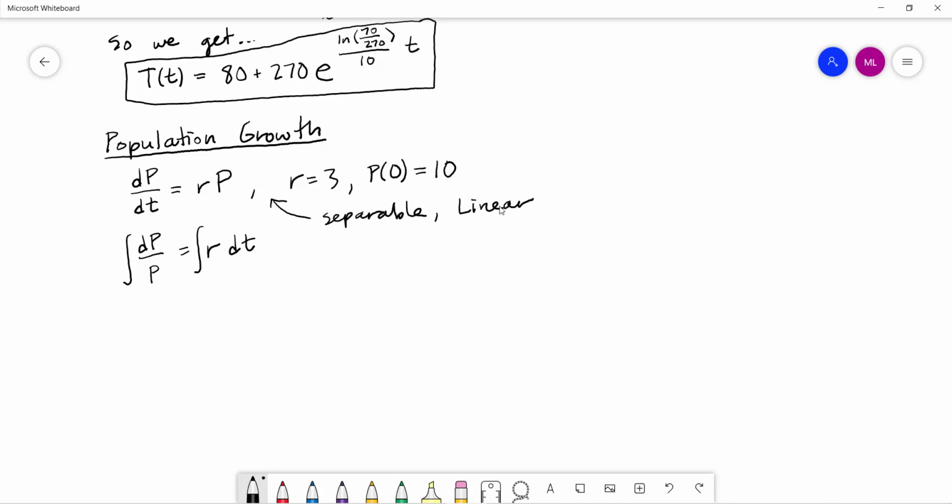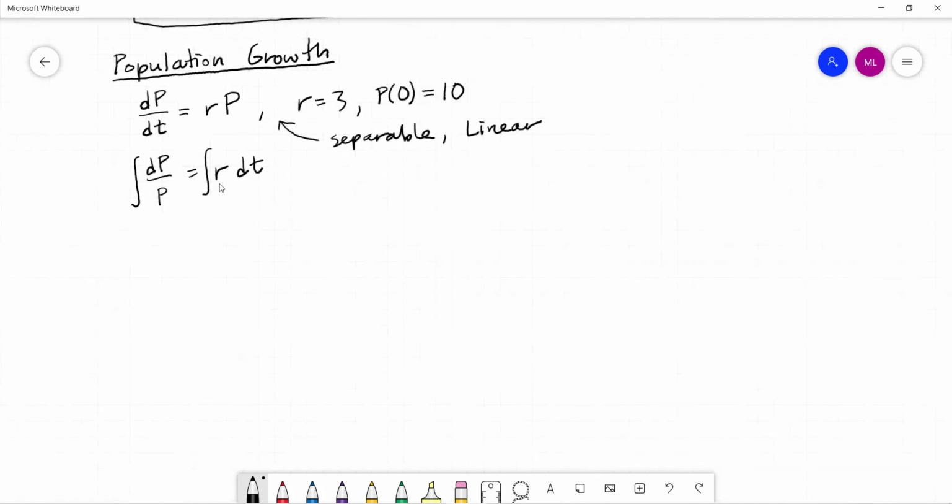But in general, this will not always be true. Not every linear equation is also separable. It just tends to be that all of the homogeneous equations, where t does not show up explicitly in this equation anywhere, are going to all be separable. So keep that in mind. Okay, so we've got our integral set up. Just integrate both sides. On the left, we're going to get the natural log of the absolute value of P. On the right, we are going to get what's the integral of r dt.